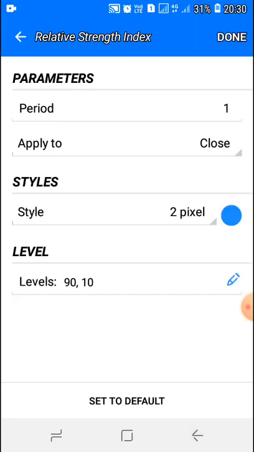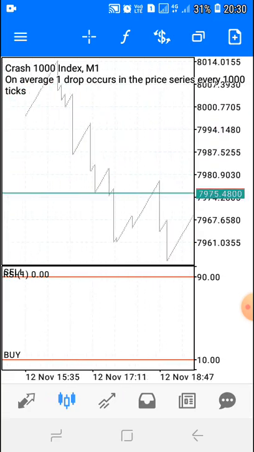Okay, so this is how it's gonna look like. Okay, period 1, apply to close, style 2 pixel blue. Okay, apply to close, period 1, then you're done. So you're gonna have nothing in the chart.